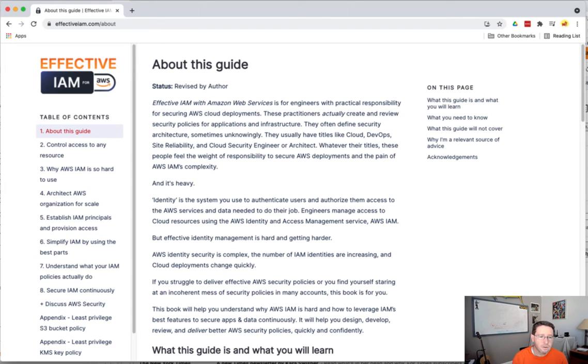If you struggle to deliver effective AWS security policies, or find yourself staring at an incoherent mess of security policies in many accounts, this book is for you. This book will help you understand why AWS IAM is hard and how to leverage IAM's best features to secure apps and data continuously. It will help you design, develop, review, and deliver better AWS security policies quickly and confidently.